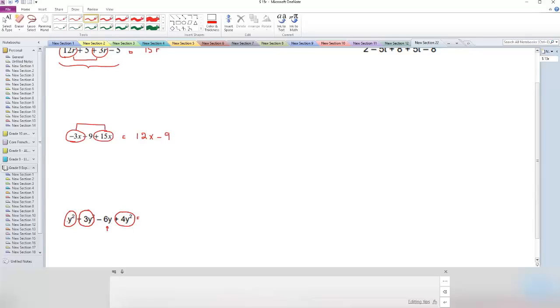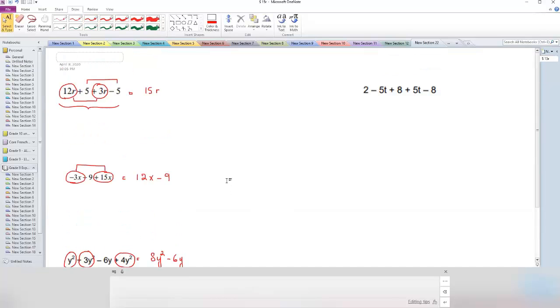So positive 1, positive 3, that means positive 4. Positive 4 and positive 4, that means 8y squared. And after that, the negative 6y stays as it is. And this is how we can simplify.